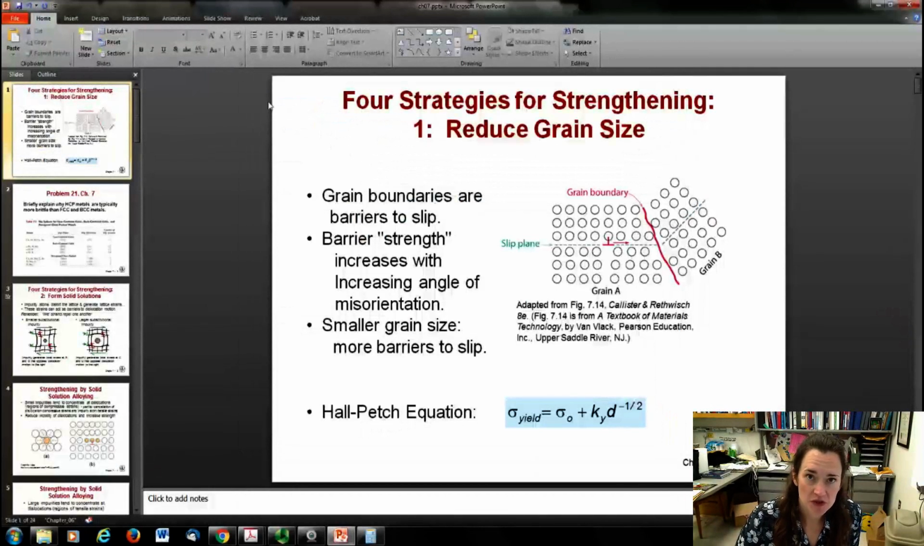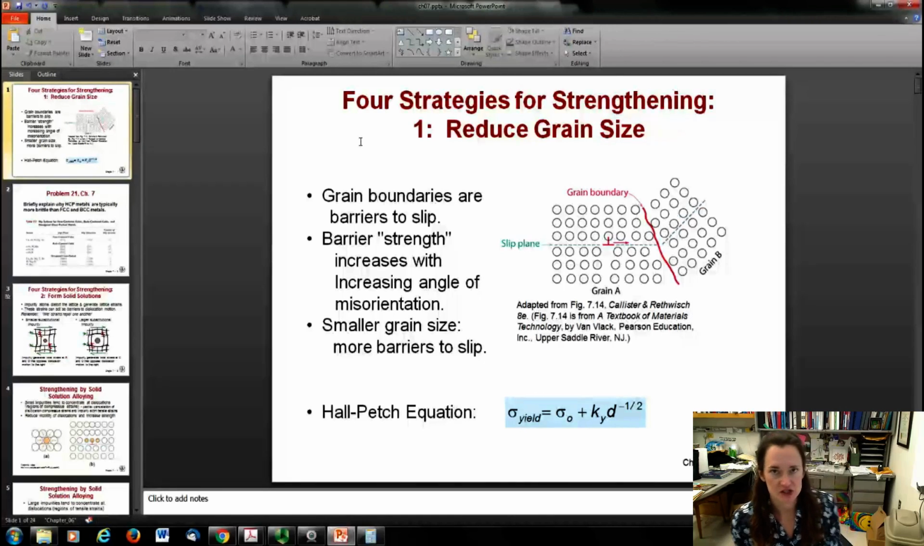To continue on with our study of Chapter 7, I'm going to today talk about strategies for strengthening materials and making them more resistant to slip and dislocation motion. So as we discussed in the last lecture, grain boundaries can act as barriers to slip because of the different directions that material wants to slip along at the grain boundary due to the orientation of the crystal.